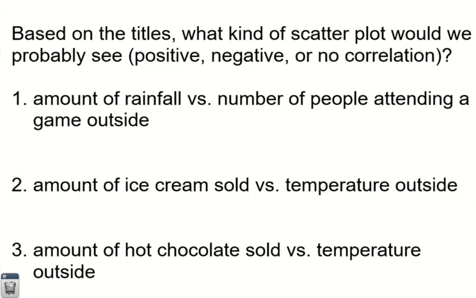So real quick, what do you think here? Based on the titles, what kind of scatter plot would we probably see? Positive, negative, or no correlation? Amount of rainfall versus number of people attending a game outside. What do you think? As rainfall goes up, does the number of people attending go down, go up, or doesn't really matter? I would think negative.